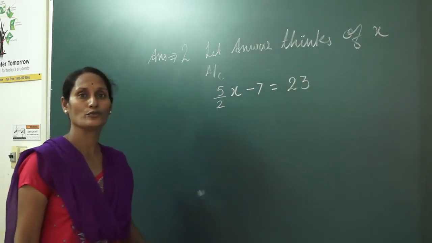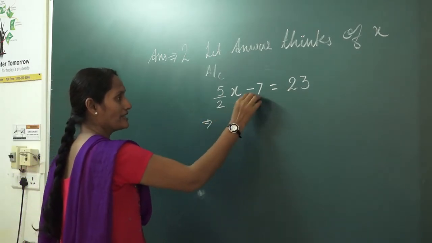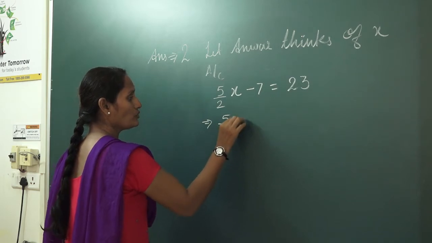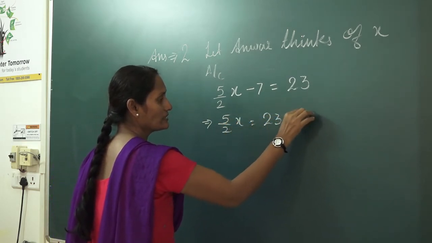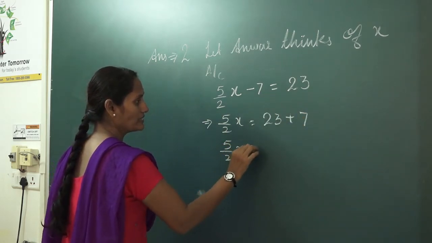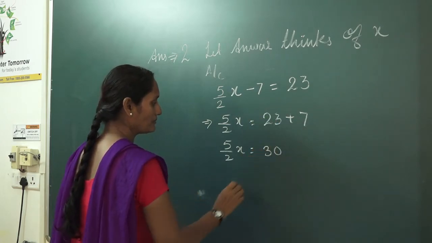Okay students, 23. Now apply the transposition method. Minus 7 will be transposed to this side. So 5 by 2x equals 23 plus 7. So what are you getting? 5 by 2x equals 23 plus 7, which is going to be 30.